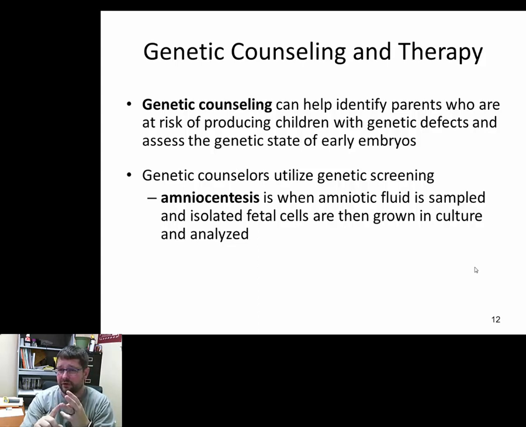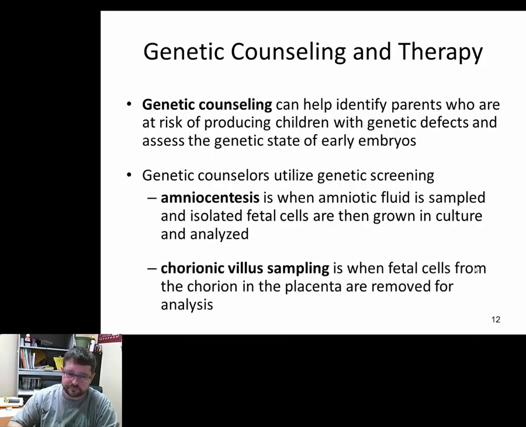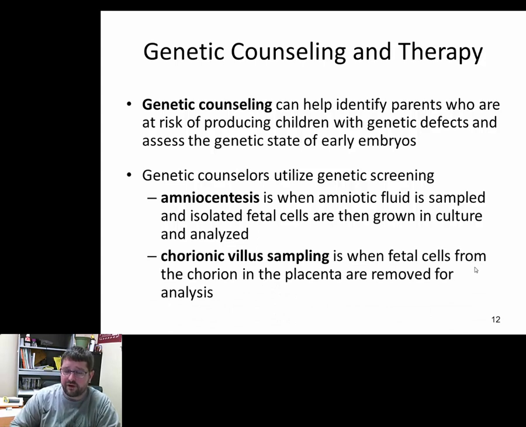We don't do that very often because it's really expensive, but as genetics gets cheaper and cheaper, you'll start to see larger scale genetic analysis going on. You can also do the chorionic villus sample, where you're pulling fetal cells from the chorion near the placenta, and you can remove those cells and do a very similar process by looking at karyotyping and these kinds of things. So there are lots of ways.